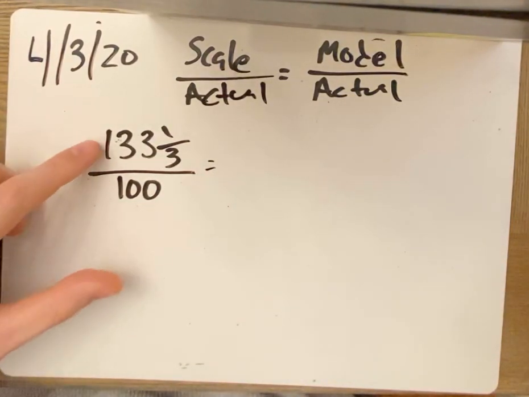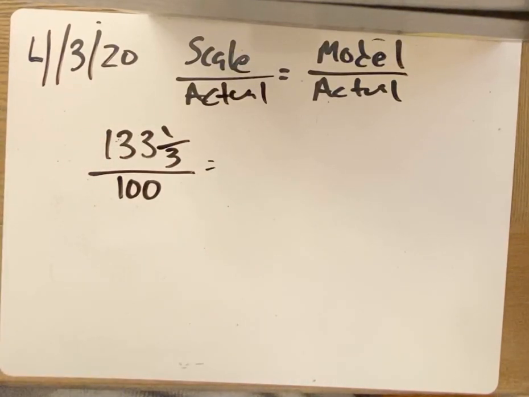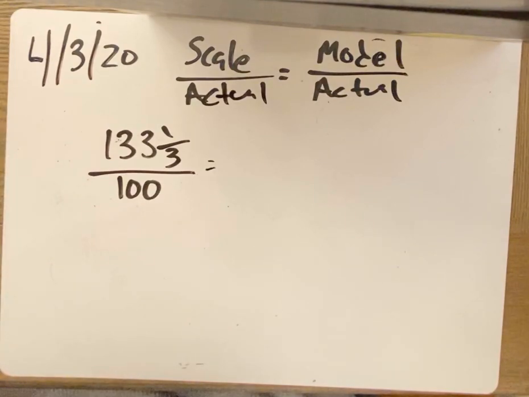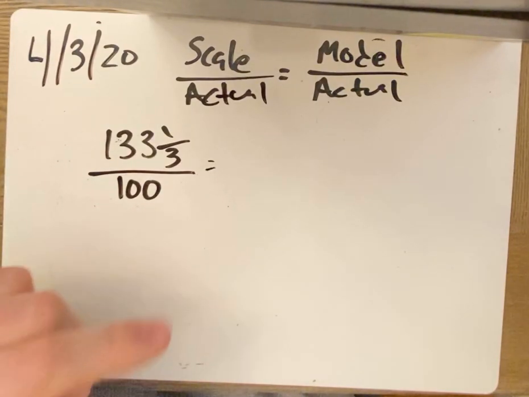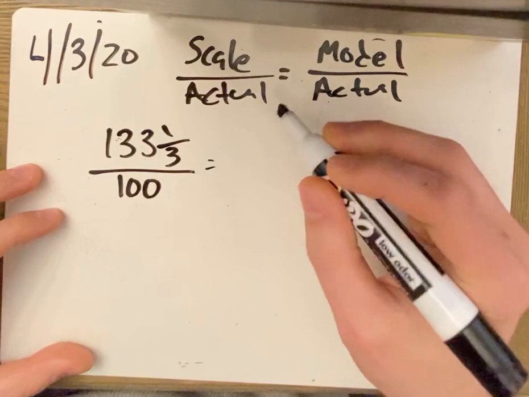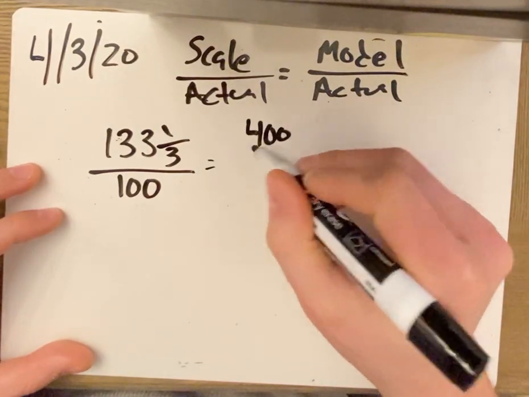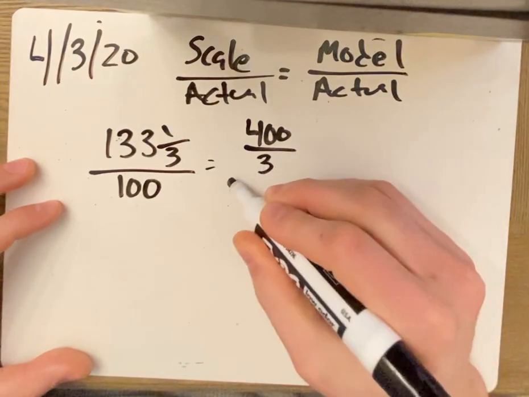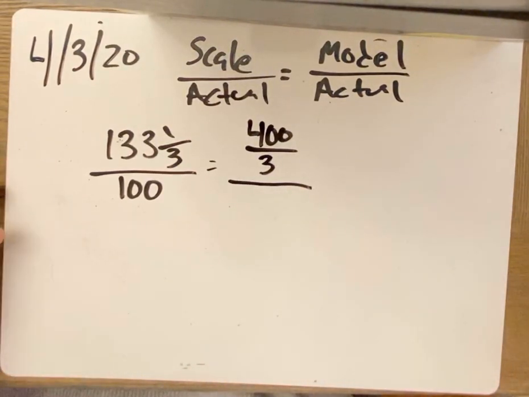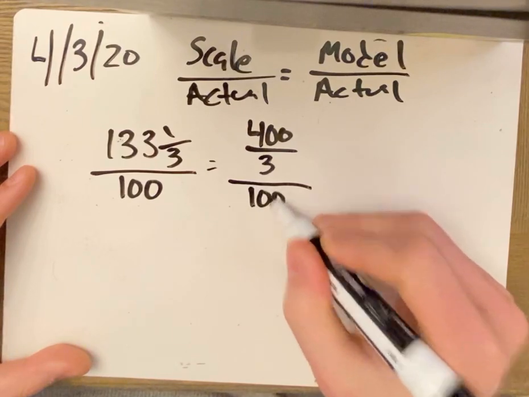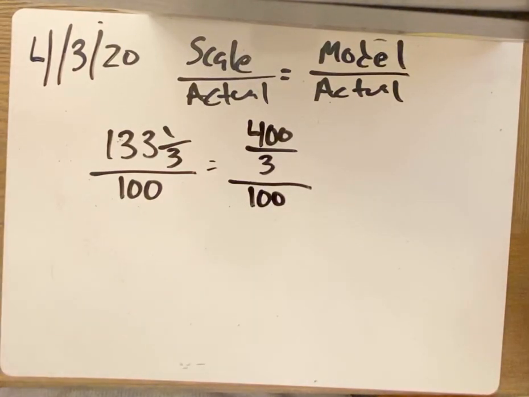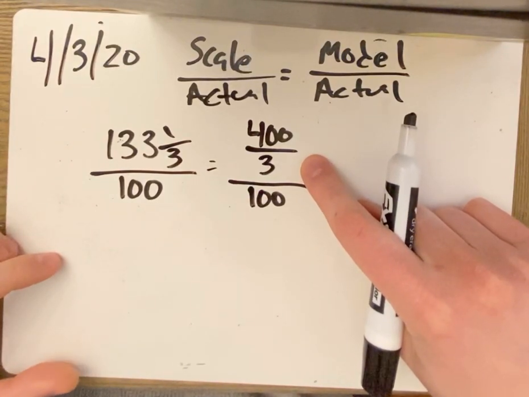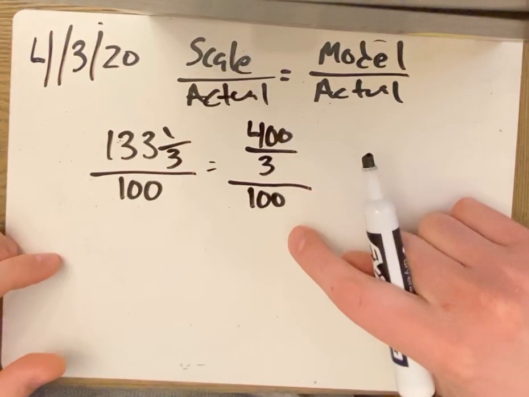So first things first, I'm going to change my mixed number here into an improper. So I got 133 times 3, which is 399. And then 399 plus 1 is 400. Okay, and don't forget, you keep it over 3, right? You keep your denominator. And we're putting that all over 100. Okay? So now we don't like this. I don't like this because it's a fraction over a fraction, right?